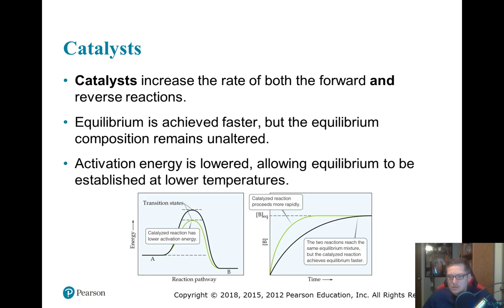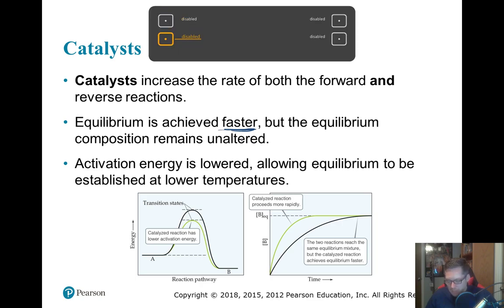They threw this in here just so you can kind of visualize it as well. Catalysts increase the rate of both the forward and reverse reactions, which is essentially what we just talked about. So when you add a catalyst, your equilibrium doesn't get shifted, it just gets there faster, because your reaction happens quicker. Your activation energy is lowered and allows your equilibrium to be established at lower temperatures. And that's about it.